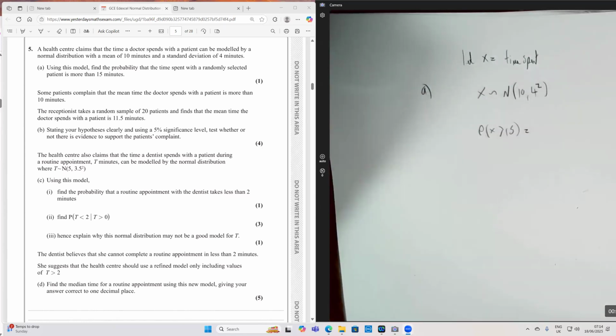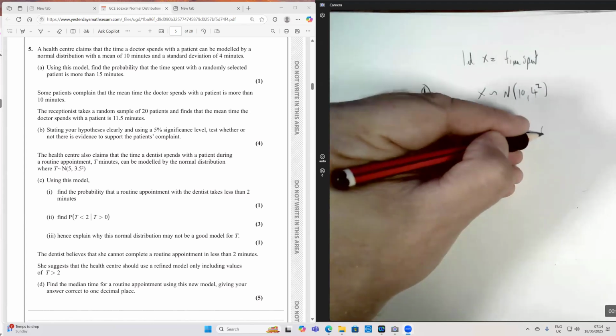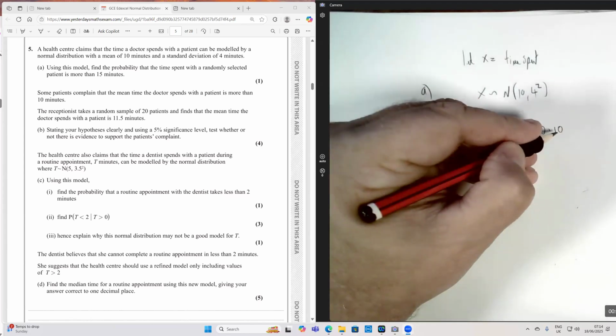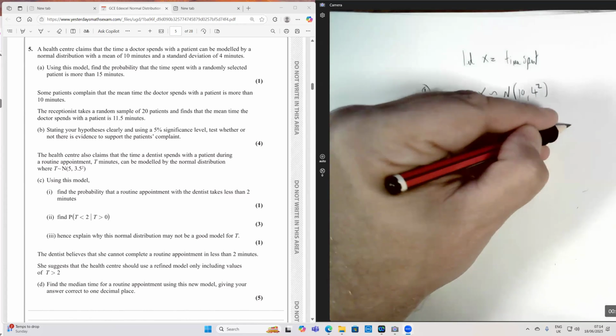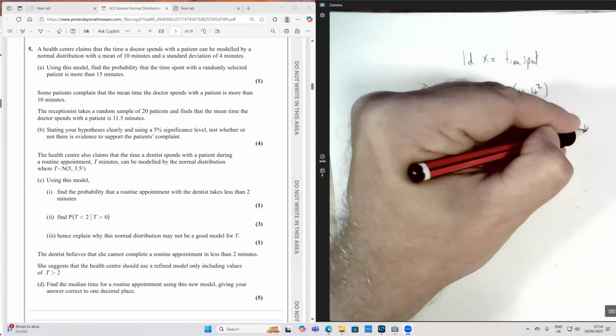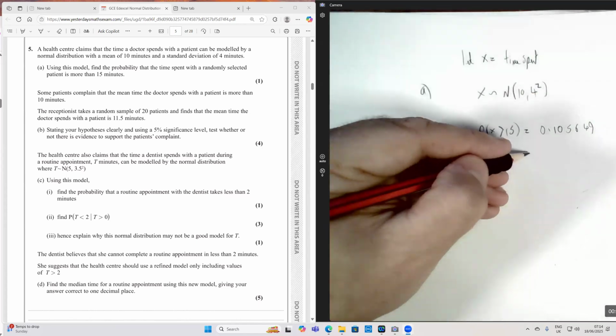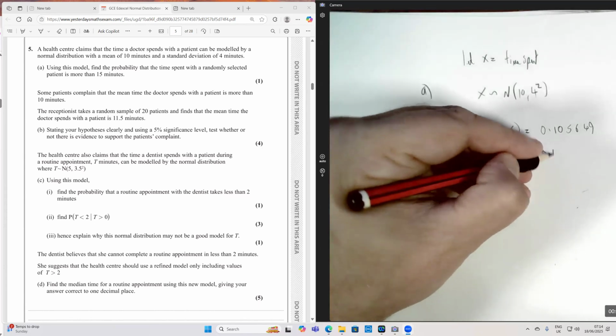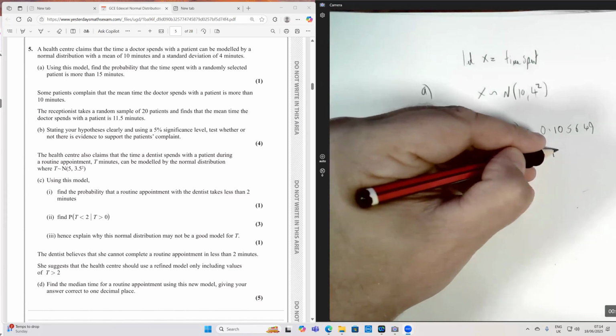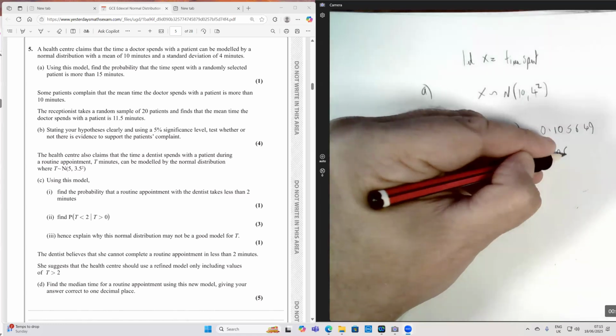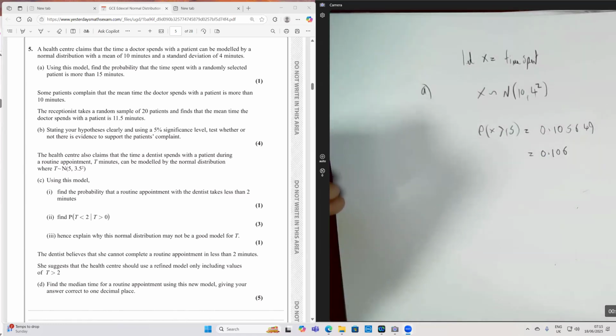So when we put that into our calculator, we're going to put a lower value of 15 and a really big number as an upper value. And we get 0.105649. So that's our answer, which is 0.106 to three significant figures.